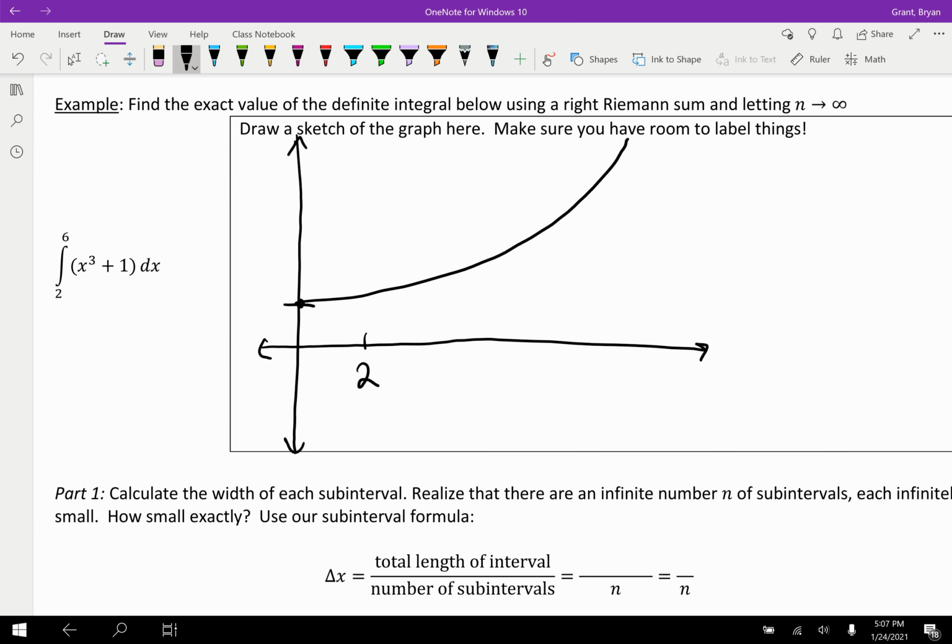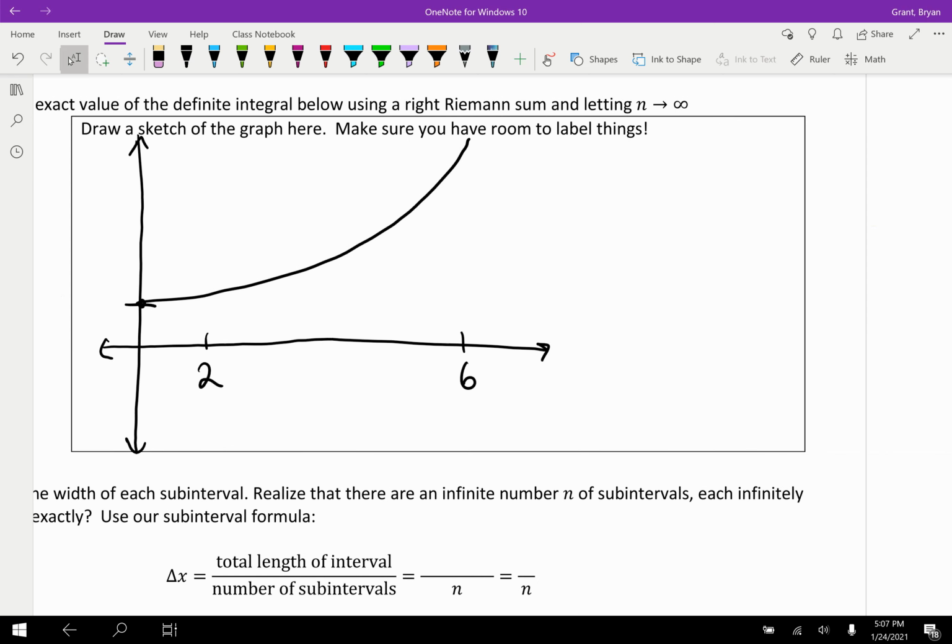We are going from 2 to 6. This does not have to be perfect. And then we want to find the exact area under the curve. How do we do that? Well, first thing we're going to do is set up our limit definition, and then we're going to start to fill things in.